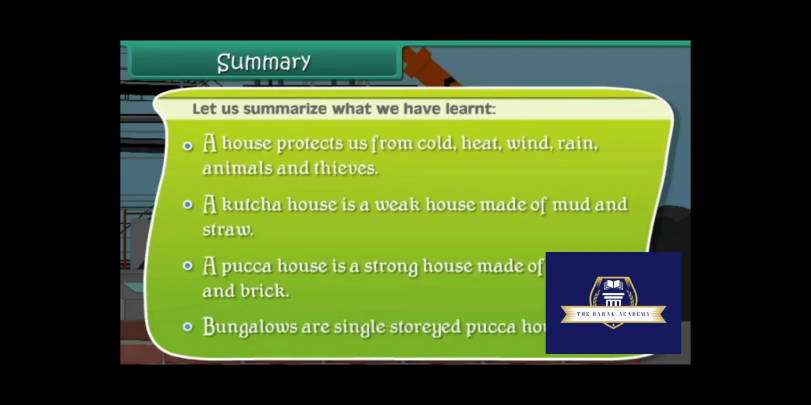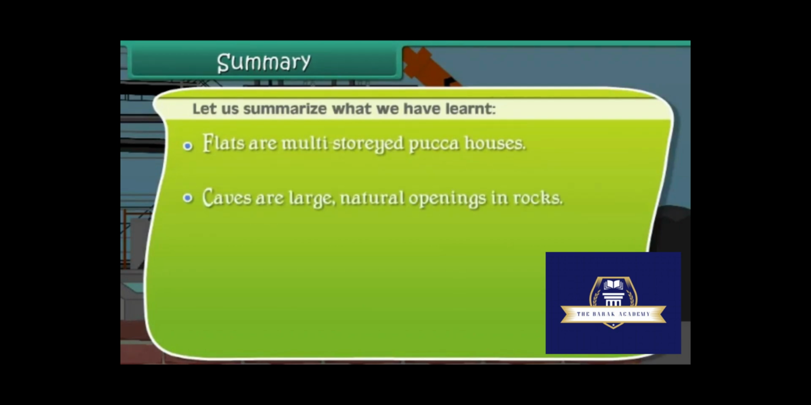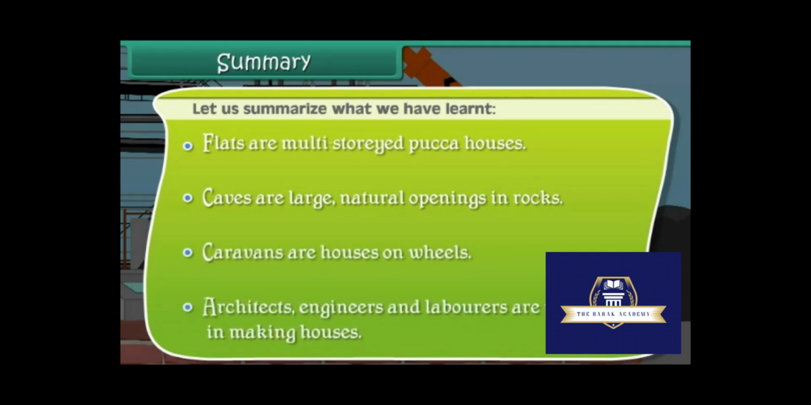Bungalows are single-storied pakka houses. Flats are multi-storied pakka houses. Caves are large natural openings in rocks. Caravans are houses on wheels. Architects, engineers and laborers are involved in making houses.